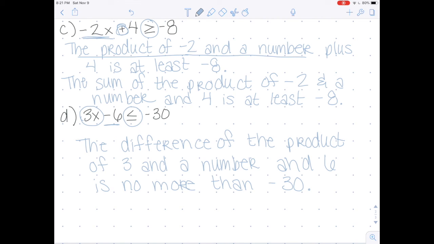Okay, so that is what today is all about, translating from the sentence into writing the math inequality, and then going from the math inequality into writing the sentence. So those are the two things we need to know for the day. You should be set to go out and try this, and I'll see you in class.